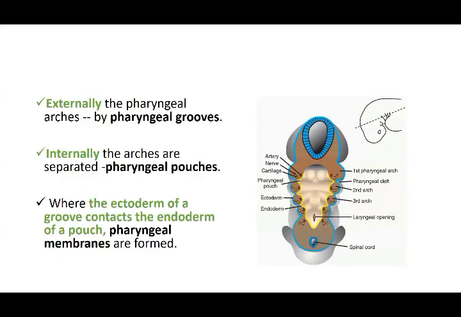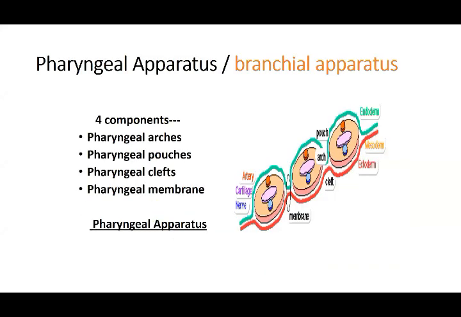Now, there are three structures which are formed. Externally are the grooves, or clefts, not the arches, and those are ectodermal in origin. Then the pharyngeal arches in the middle are mesenchymal, and on the inner side is the endoderm, which forms the pharyngeal pouches. Where the three layers meet, that is the pharyngeal membranes. That is called the branchial apparatus or the pharyngeal apparatus.